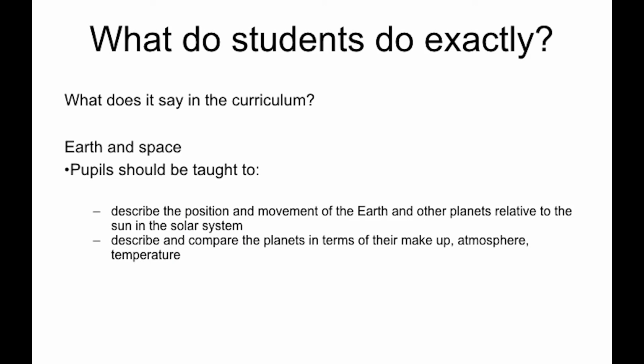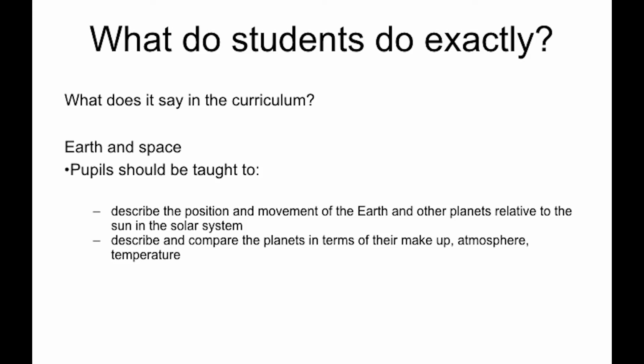So let's take, for example, a lesson that's looking at Earth and space, and a curriculum descriptor may be: pupils should be taught to describe the position and movement of the Earth and other planets relative to the Sun in the solar system. Point 2, pupils should be taught to describe and compare the planets in terms of their makeup, atmosphere and temperature.